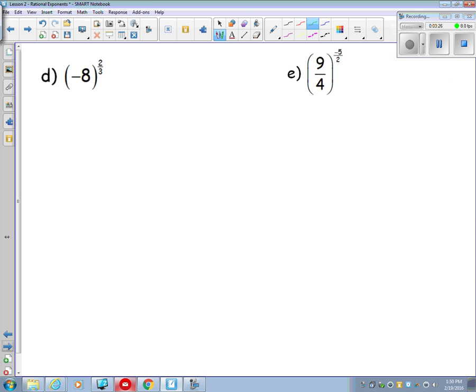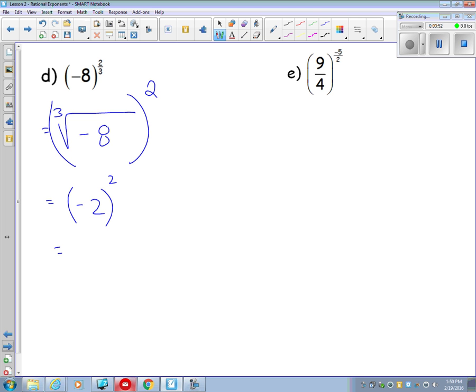Okay, let's try some more. I see a negative 8 in brackets, so my whole base is negative 8. It's a fractional exponent, so the 3 is the nth root part and the 2 is the outside part. Cube root of negative 8 is going to be negative 2. Power of 2 on the outside: negative 2 squared, so 2 negatives makes a positive, and it's 4. Be careful using your calculator. Put things in the way they're supposed to look, with brackets or including that negative sign. Don't lose those signs. They're kind of important.